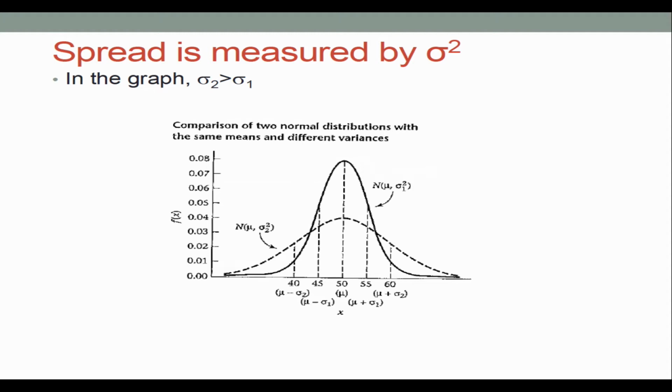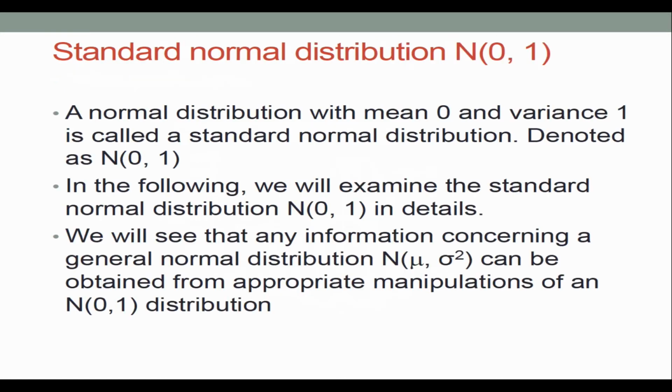For those two normal distributions, they have the same mean. The centers are at the same point, but they have a different variance. Variance tells you how spread out the distribution is. This dashed normal distribution, its variance is larger, so this distribution is more spread out than the other one. The other one has smaller variance, so it's more concentrated around its center. If you have the larger variance, it's going to be more spread out. So the variance just tells you the spread of this normal distribution.